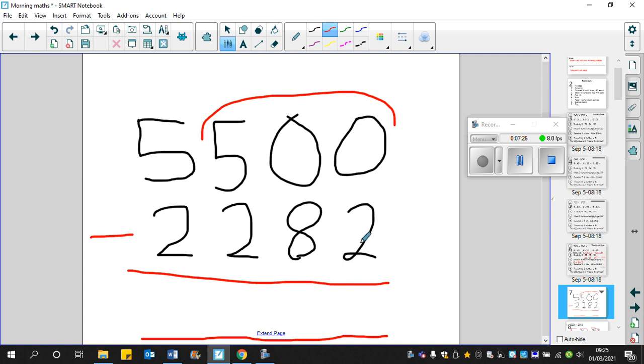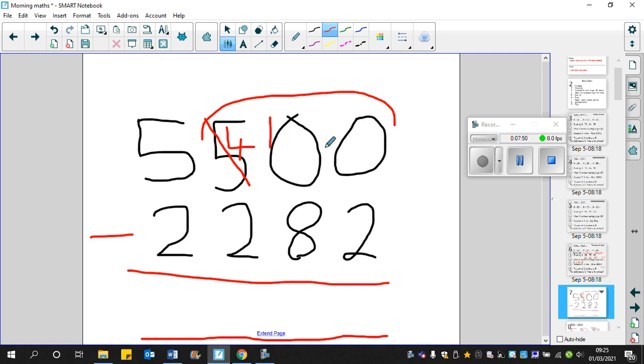0 take away 2, clearly we can't do that, so therefore we have to exchange from the tens column, but there's nothing there, so therefore we go and move along to the 100s column. Now there is a digit there, so that 5 now becomes a 4, so we take that 100 and we exchange it for 10 tens.